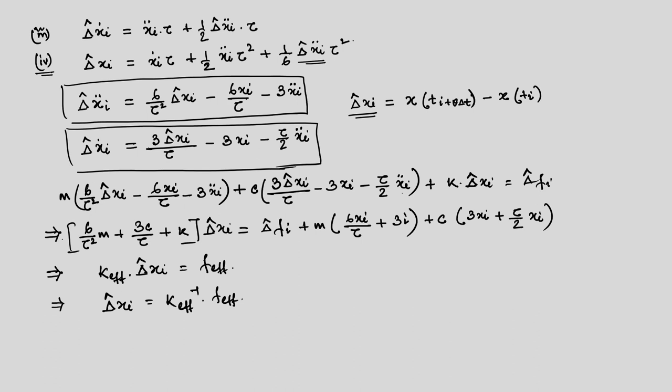Now, once we do that, you can easily see that at every time point we can evaluate k effective and F effective, and then we can easily find out the expression for Δx̂ᵢ. Once we find this expression, we can put it back into this equation to find the difference in acceleration at two time points, because on the right hand side of this expression we have just evaluated Δx̂ᵢ. Similarly, we can also put that expression into the next equation to find Δẋ̂ᵢ. That gives us the complete solution.